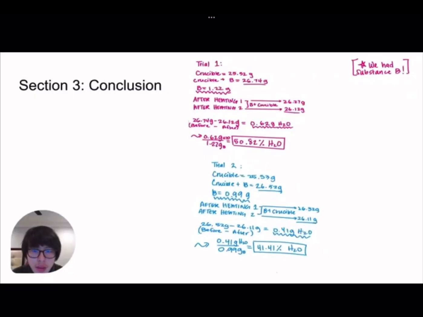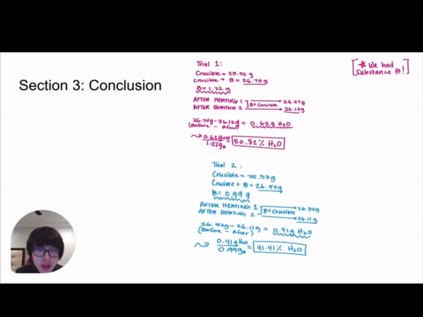Okay, for this lab, we used substance B, and after heating up the substance twice, we got 0.62 grams of H2O, which over the original amount of the salt made it 50.82% H2O. And that's probably really off, mainly because apparently the substance oxidized while we were heating it, because apparently we picked the one that oxidizes easily.